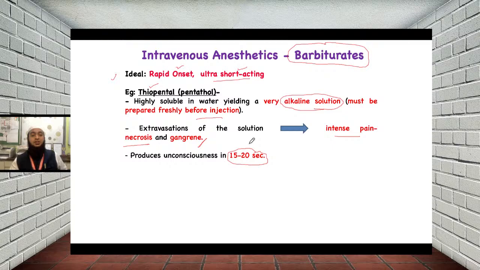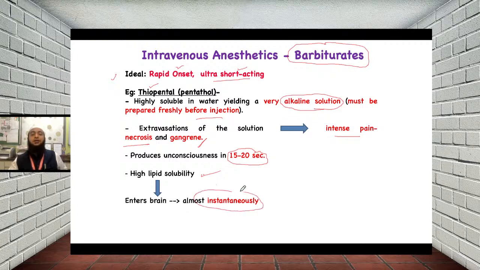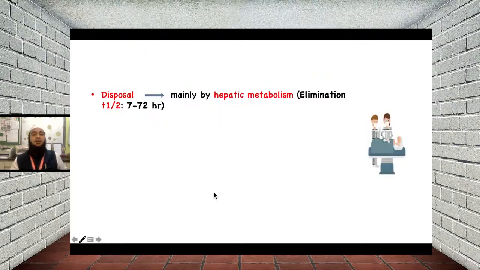It has high lipid solubility. Since it has high lipid solubility, it can quickly reach the brain. That is the reason why the action is quick. It can easily cross the blood-brain barrier. So the moment you give the injection into the blood circulation, it can cross the blood-brain barrier and reach the CNS to produce its inhibition. So it enters the brain almost instantaneously, and it produces general anesthesia.